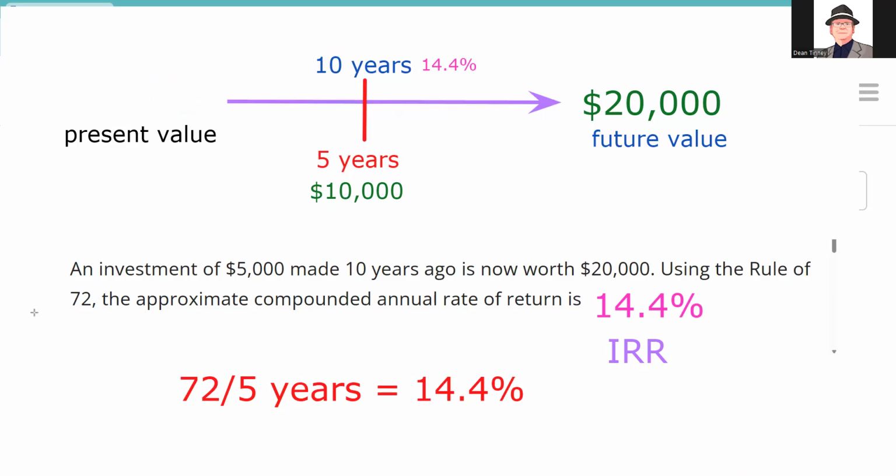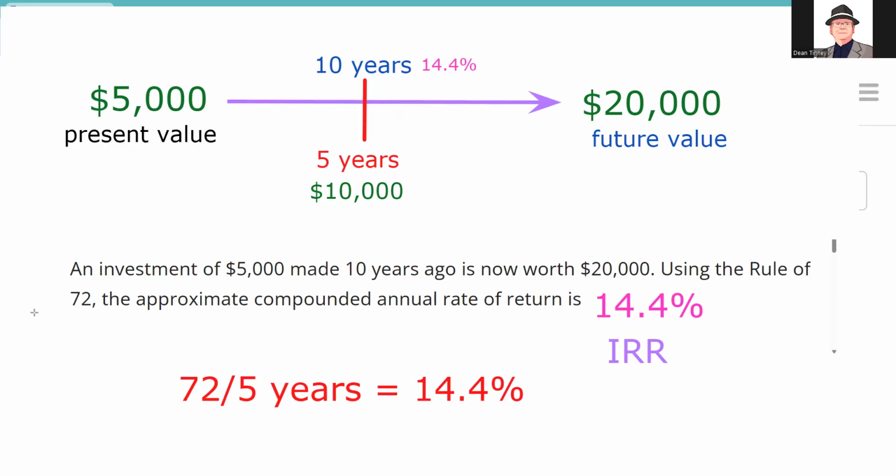Now, sometimes on the test, the idea here is: what is needed to calculate present value? I'm just using this as a riff on this concept. If I want to solve for present value, I'm going to need to know the future value, the rate of return, 14.4, and the number of compounding periods, in this case, 10 years.